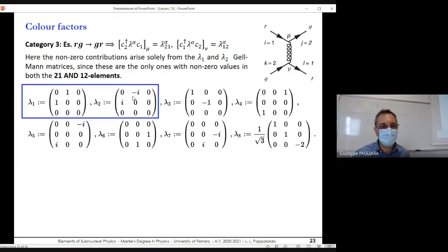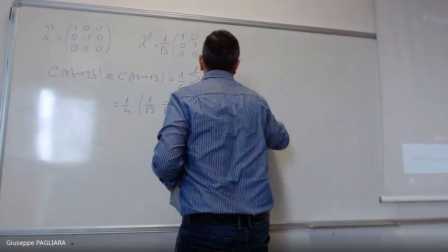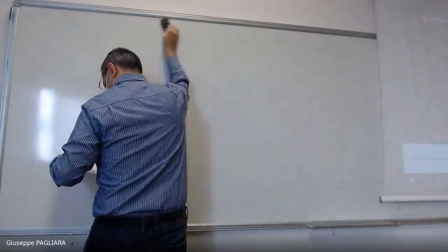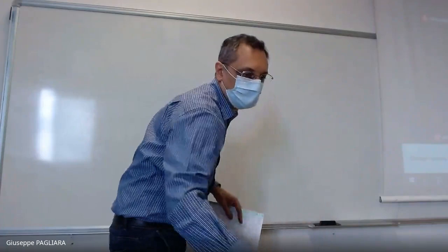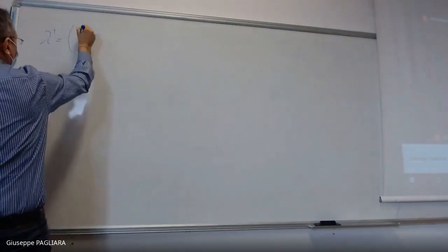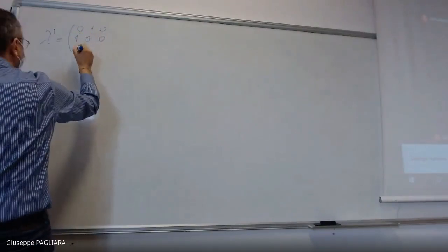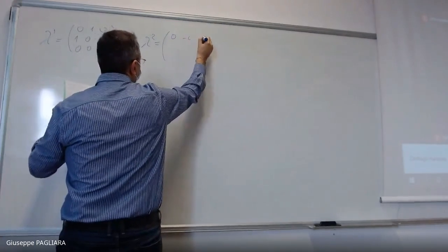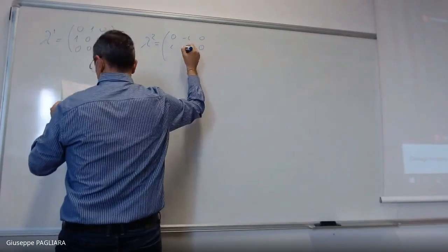Okay. Same game, we search for Gell-Mann matrices which have simultaneously 2, 1 and 1, 2 elements non-zero, and this only occurs for lambda 1 and lambda 2. So again, we can go back. So lambda 1 is 0, 1, 0, 1, 0, 0, 0, 0, 0. Lambda 2 is 0, minus i, 0, i, 0, 0, and 0, 0.